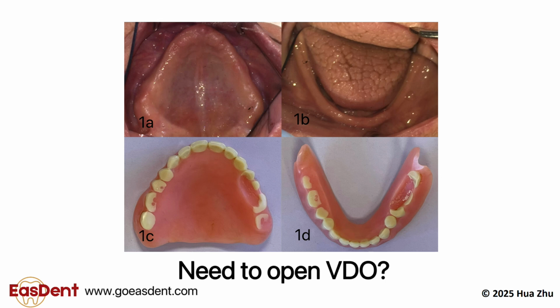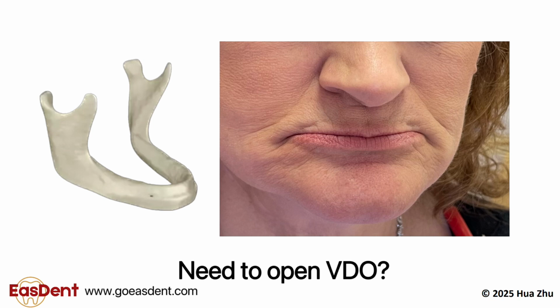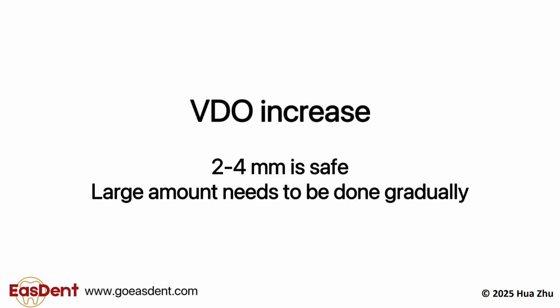If the patient's old denture has severely worn down teeth that you cannot duplicate, or there is a lot of bone loss, or if the patient has never had dentures, they may have a collapsed bite. In such cases, opening the VDO becomes necessary. Typically, 2 to 4 mm of VDO can be safely increased. However, if a larger increase is needed to reach the ideal VDO, it should be done gradually to avoid complications like TMJ discomfort or muscle fatigue.